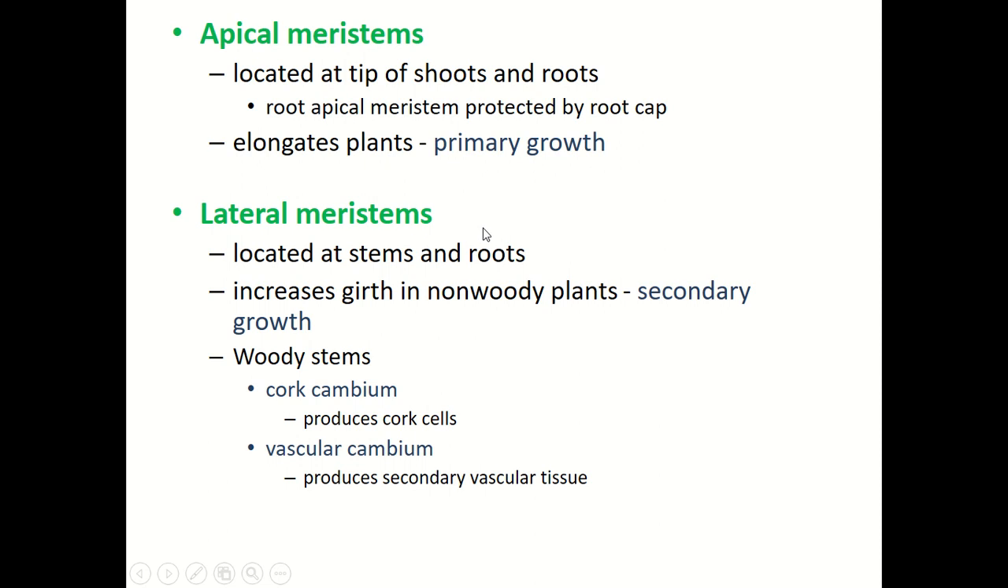Meanwhile, the lateral meristem is located at the stem and shoots, in which it helps to increase the girth or the width of the plant, and it's responsible for the secondary growth. So woody stems include the cork cambium, which produces the cork cells, and the vascular cambium, which produces the secondary vascular tissue.